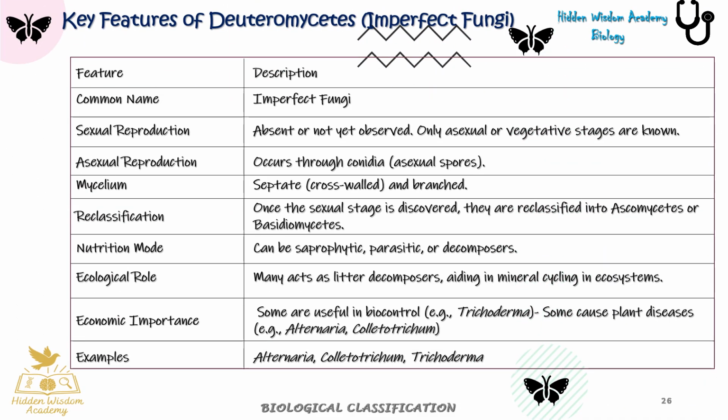Key features of deuteromycetes, imperfect fungi, with their description. Common name is imperfect fungi. Sexual reproduction is absent or not yet observed. Only asexual or vegetative stages are known. Asexual reproduction occurs through conidia, asexual spores. Mycelium: septate, cross-walled, and branched.